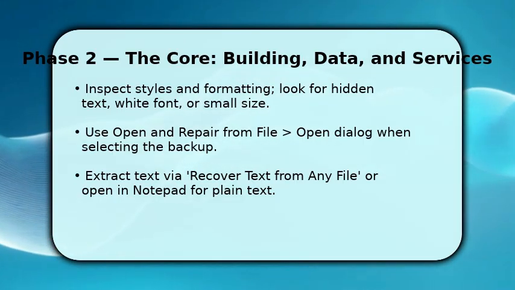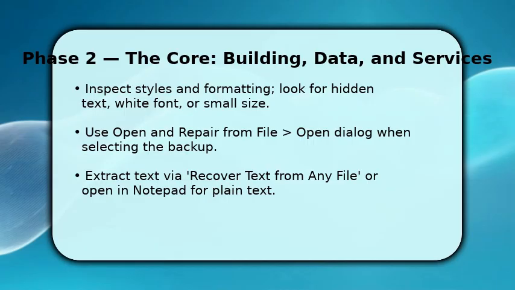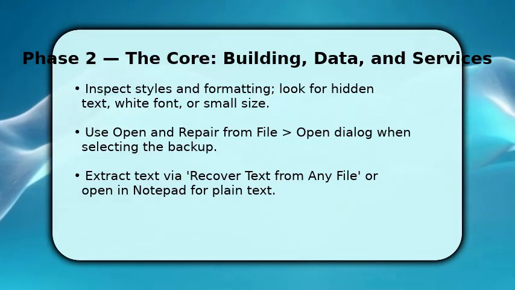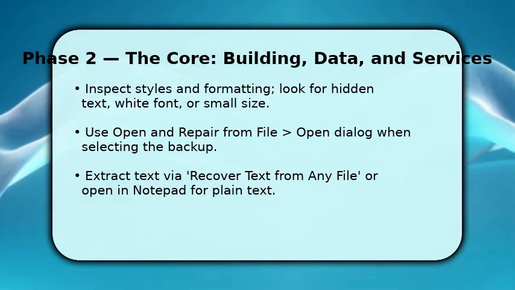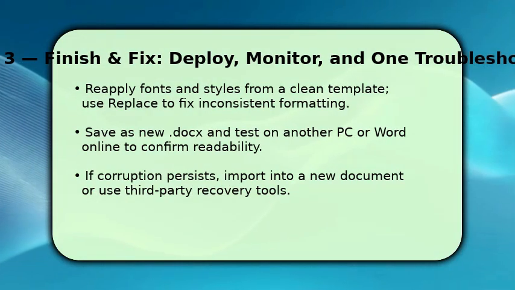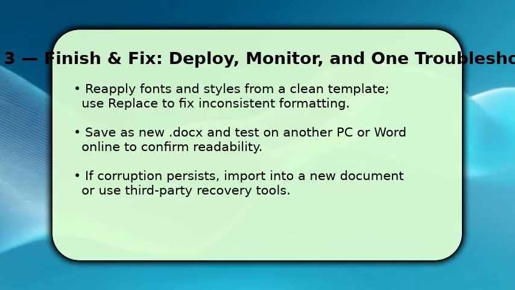If that fails, use File Open, choose the backup, and select Open and Repair. This often fixes corruption. Make sure to extract raw text using Recover Text from any file or open the file in Notepad to salvage content. Then rebuild formatting in the repaired copy. Finish by reapplying standard fonts and a clean template, then use Replace to correct any remaining formatting anomalies.